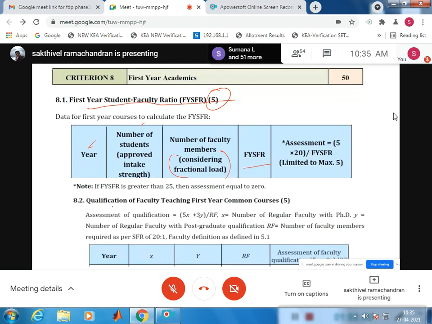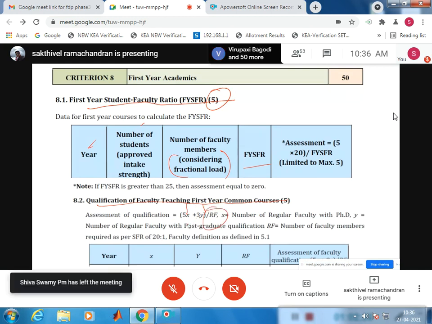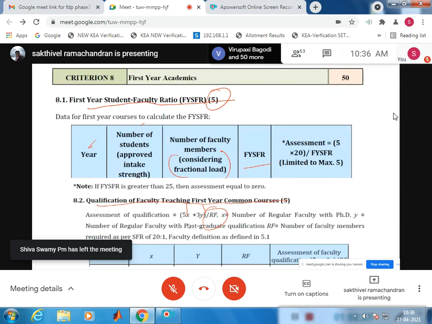Very similar to the faculty qualification which we have done earlier in criterion 5. Here also, qualification of the teaching faculty for first years. So how could you measure that? (5x + 3y) divided by RF. X indicates the number of PhD faculty, Y indicates PG faculty. RF is regular faculty, the total number of regular faculty available under the consideration of 20:1 student faculty ratio.